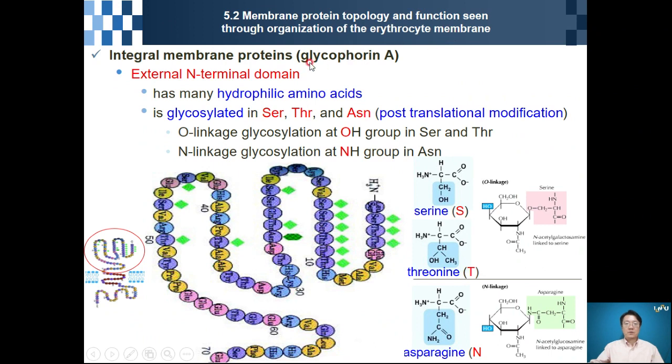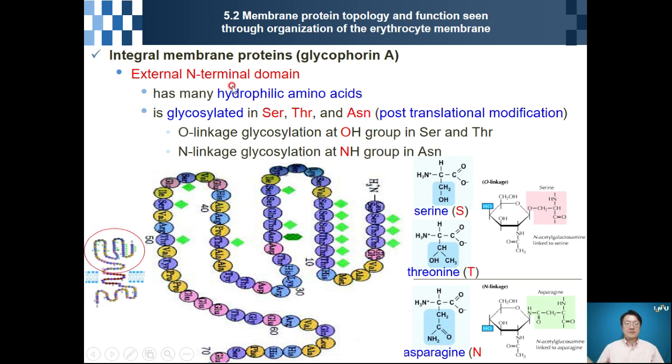In this slide, I will explain another integral membrane protein in the erythrocyte membrane. We call it glycoprotein A. Glycoprotein A is composed of three domains. The first one is the external N-terminal domain, then the membrane domain, and also the cytoplasmic C-terminal domain. Let me start with the external N-terminal domain.